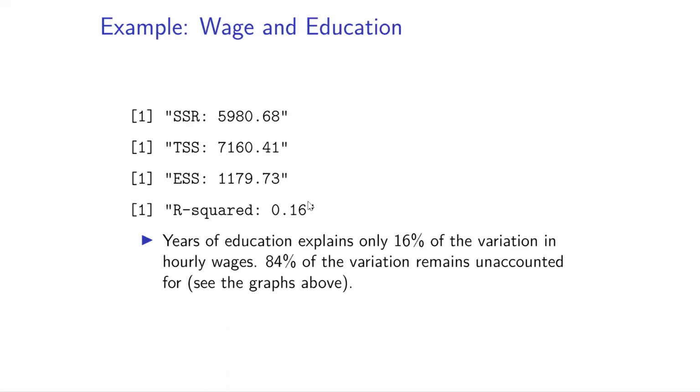For the wage example, we compute the R-squared to be 0.16. That means 16% of the variation in average hourly wage can be explained by the number of years of education. In other words, 84% of the variation in hourly wage is still left unexplained by the model.